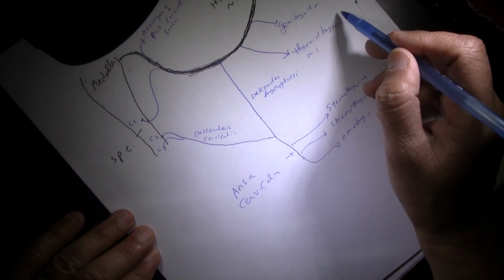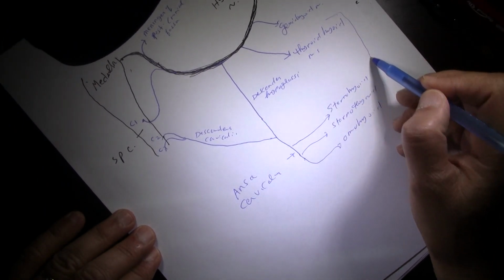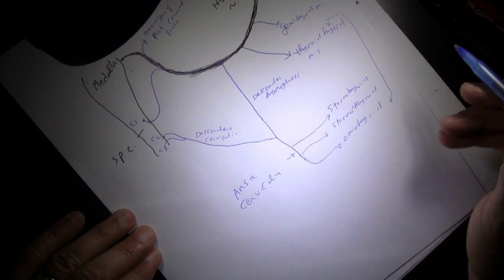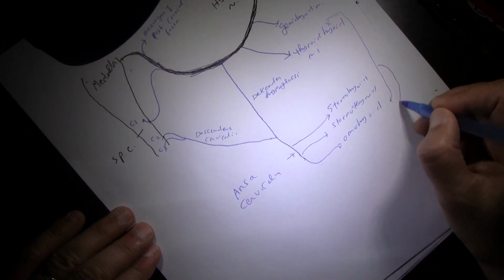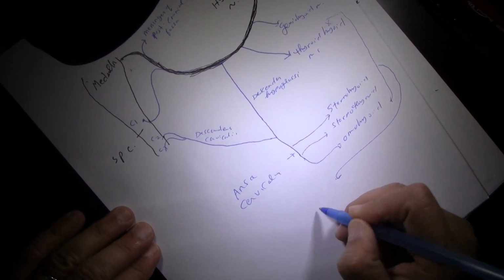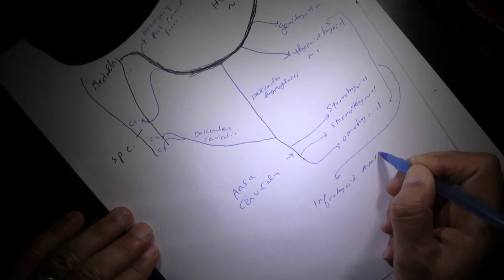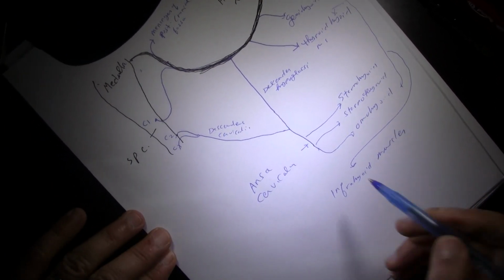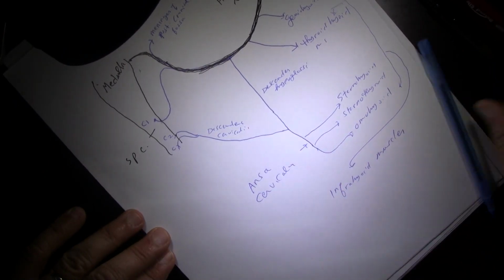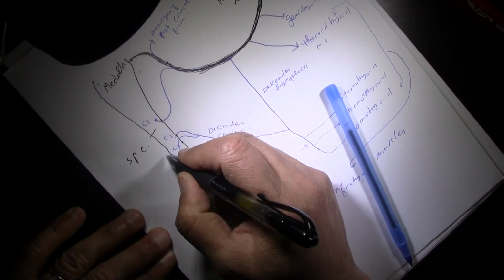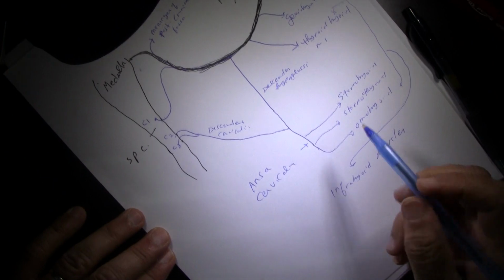So now you have these muscles all together, what do we call them? Infrahyoid muscles. So this is the Ansa cervicalis. Okay? Easy? I think it's very easy.